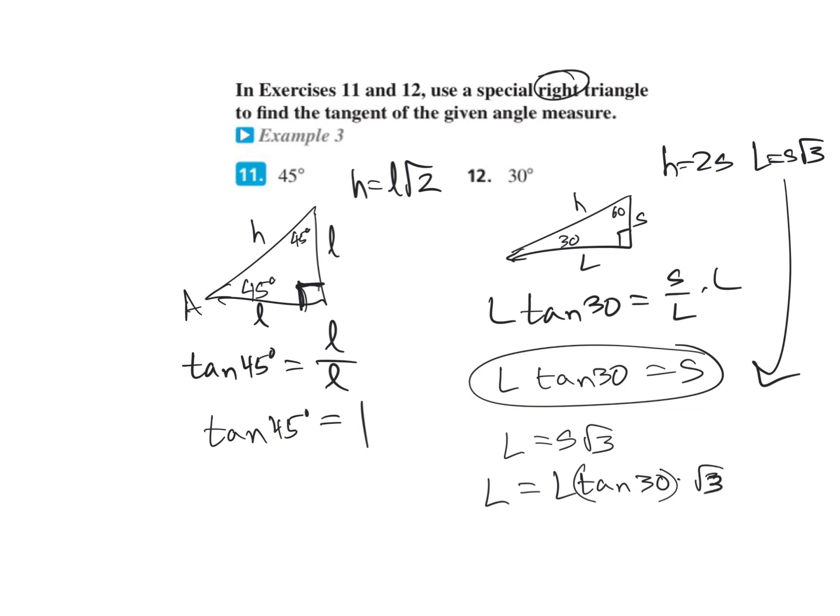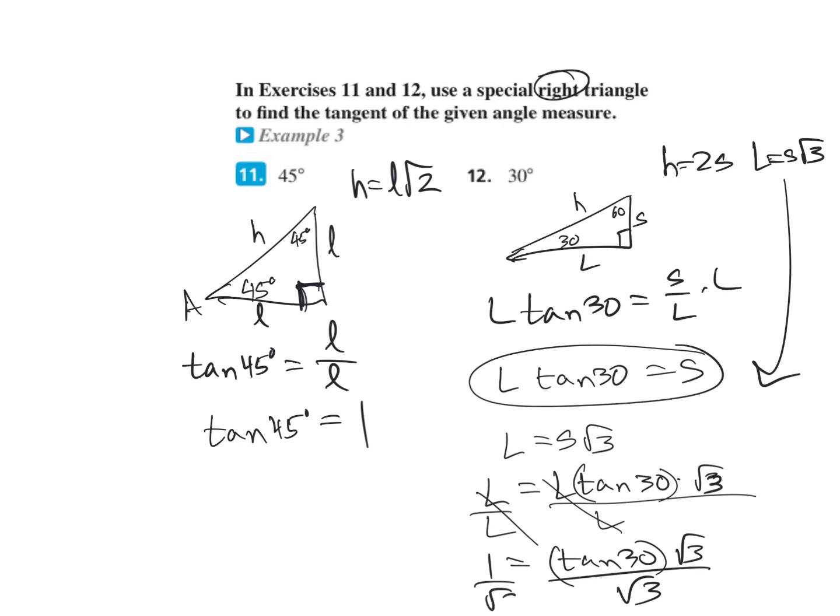Okay, so if we divide both sides by L, that's 1. Tangent of 30 is here, times the square root of 3. We divide off the square root of 3. Okay, and now we have 1 over the square root of 3 is equal to the tangent of 30. You can't leave it like this because it has a denominator of a radical, so we must rationalize it. And you get the square root of 3 over 3.